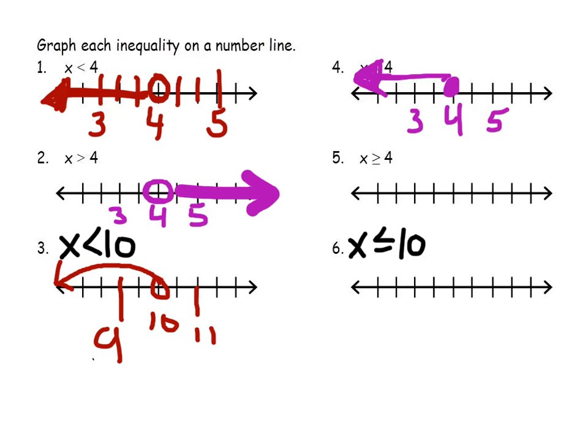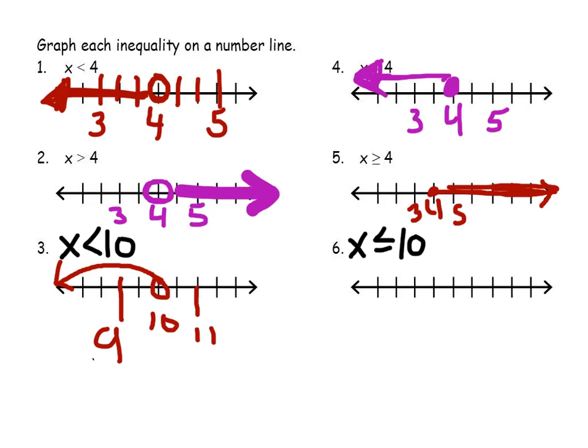Okay, so this is 4, this is 5, this is 3. So it's going to be a closed circle, you already know, because of the line under it. And then the shallot is eating the x. So then we would go this way. Excellent work.